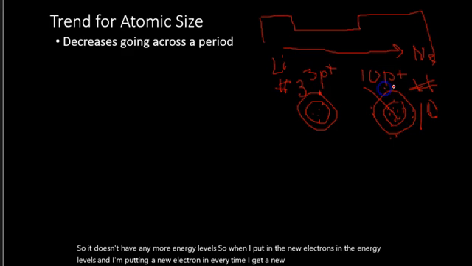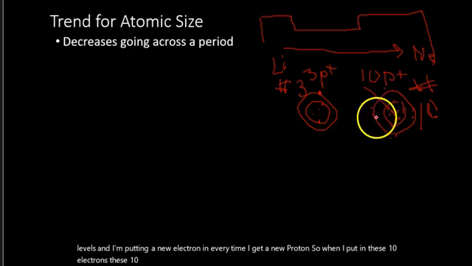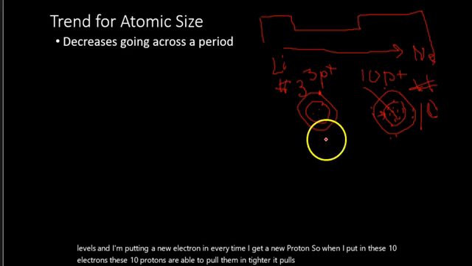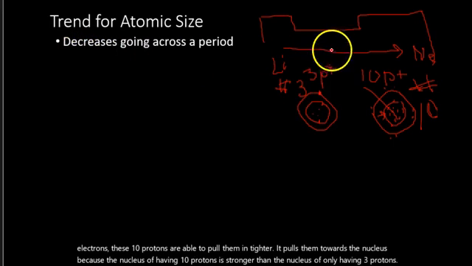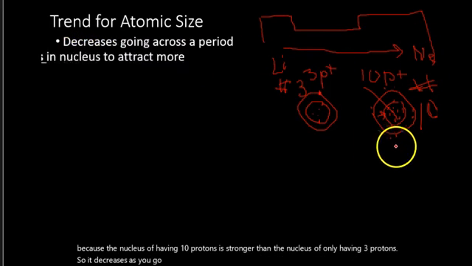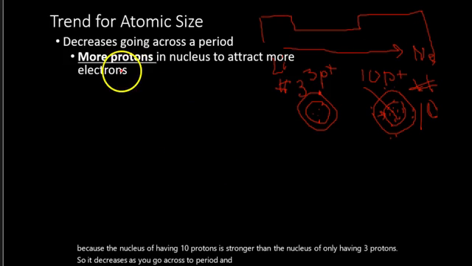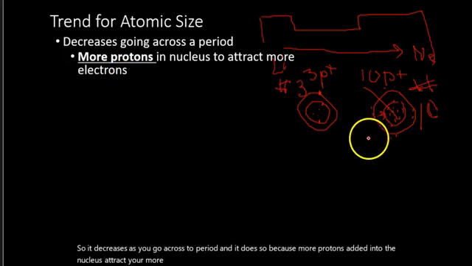So when I put in these 10 electrons, these 10 protons are able to pull them in tighter. It pulls them towards the nucleus because the nucleus of having 10 protons is stronger than the nucleus of only having 3 protons. So it decreases as you go across a period. And it does so because more protons added into the nucleus attract the more electrons that you have placed.